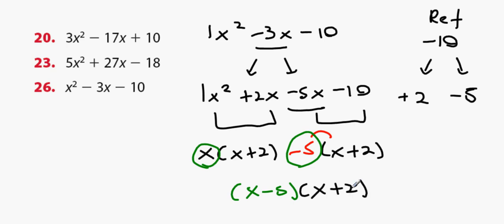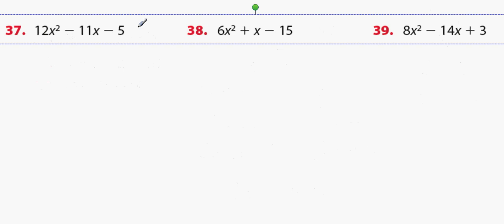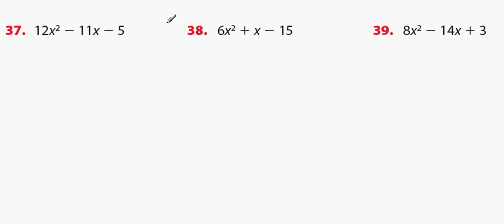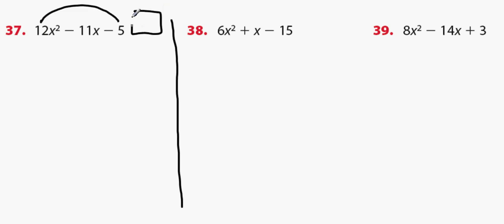Okay. Next one after this is we're going to have 12x squared minus 5. Okay, so what we can do here is we multiply the 12 by the minus 5 to get the reference number. It's going to be a reference number of minus 60. Okay, so that's the reference number of minus 60.